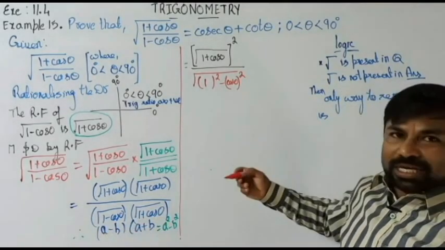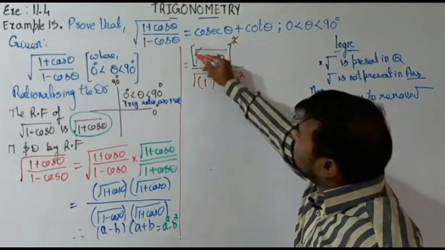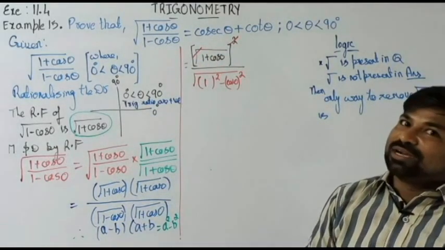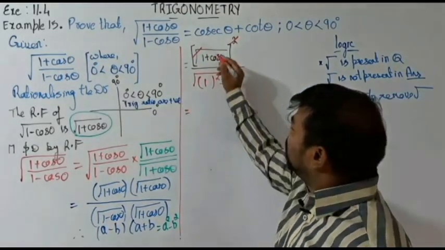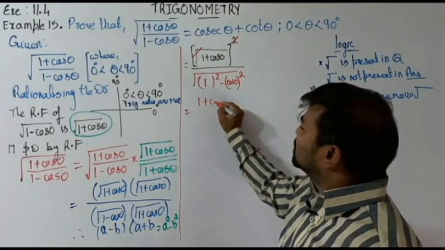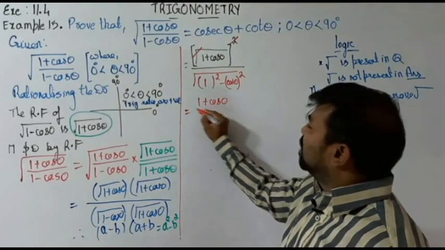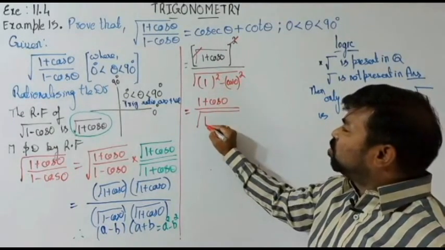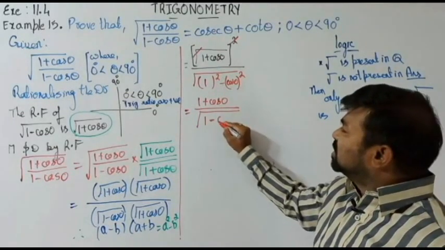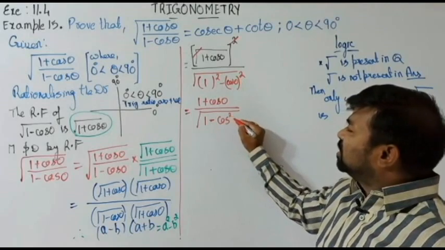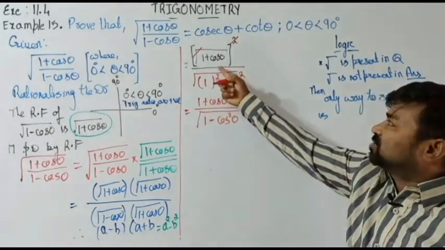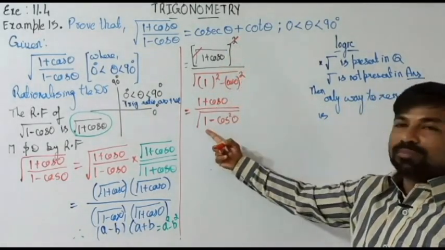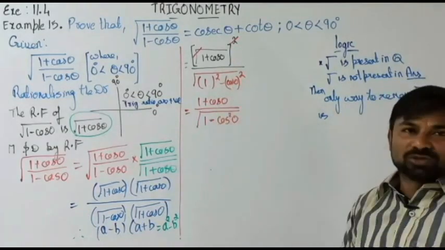Okay, now if you check, the square and the square root get cancelled. Now what is left over? 1 plus cos theta is already there. In the denominator, a square minus b square: 1 square is nothing but 1, minus cos square theta.